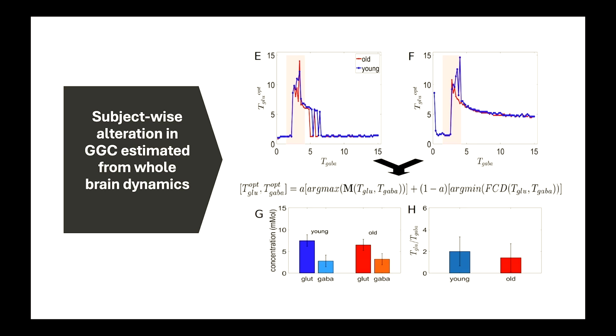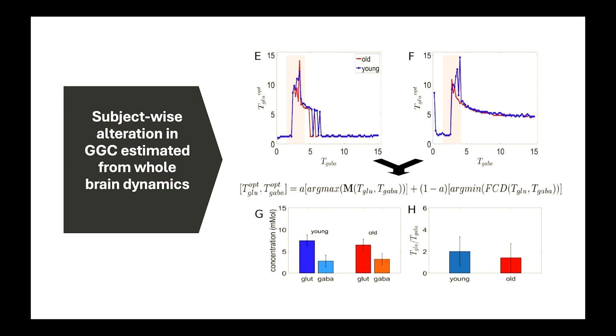Secondly, we can also estimate the optimal value of the glutamate and the GABA, because this is really an optimization problem. The question you are asking is at what GABA and glutamate concentrations the brain dynamics is maximally metastable, right. Therefore, it is an optimization problem, and if you can optimize those values, you can find out subject-wise alteration in GABA glutamate concentration or ratios, which can be inferred from the whole brain dynamics, which is what you call a reverse engineering approach, right.